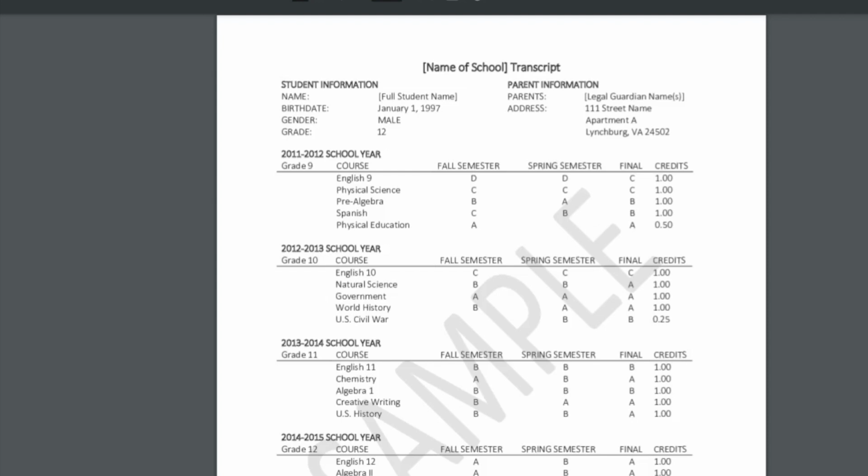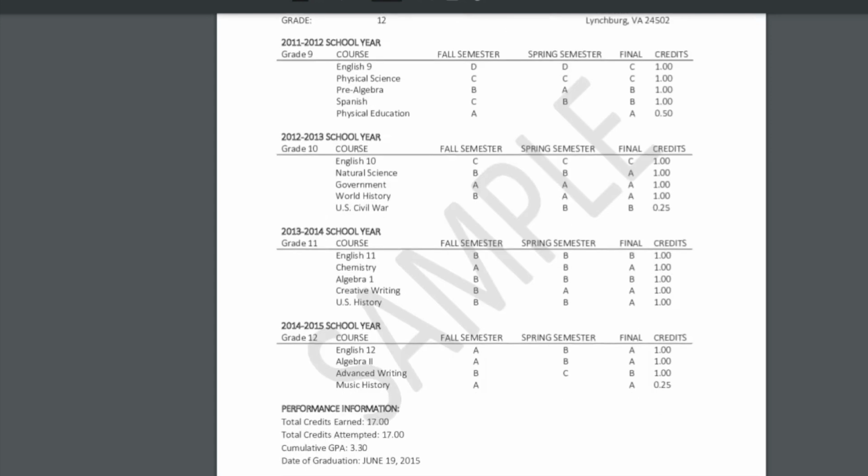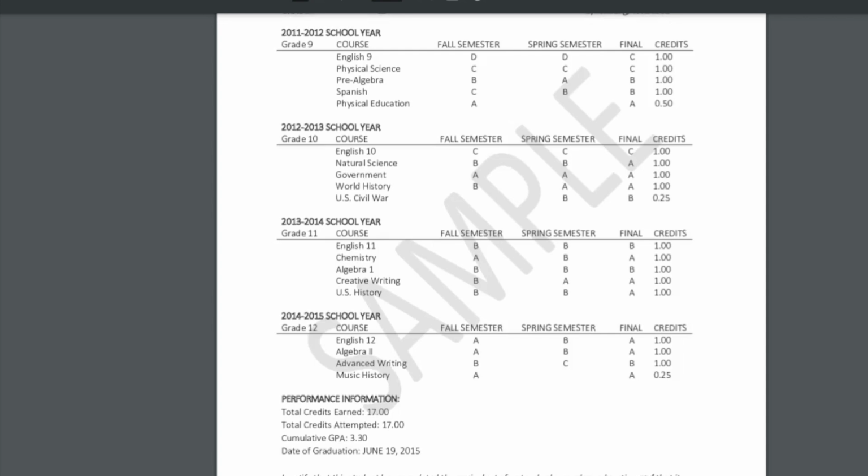They want the student name, birth date, gender, grade, parents' name, legal name, and the address. A lot of times also they will want like a social security number, and I think that's about it. And then they break theirs up by grade. So 9th grade, 10th grade, 11th, 12th.